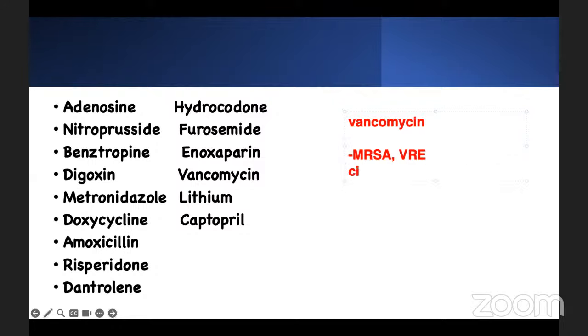Of course, if you have C. diff, we can give it to you too. It can be used to treat C. diff, right? Your board loves this because they can trap you in so many ways. Number one, it's a vesicant. That means there's a risk of extravasation. And so you have to know, you got to check the IV site 30 minutes after the infusion. It's key.